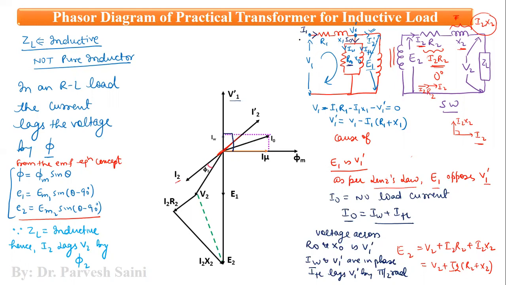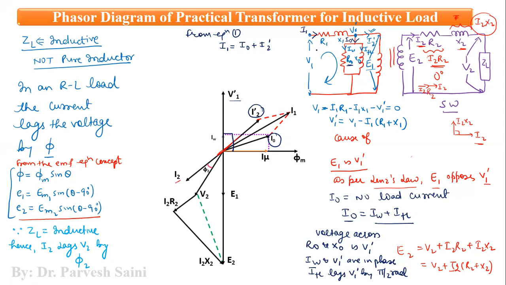So we will draw all these parameters one by one as a phasor diagram, right? Now, from equation one, we have I1 is the resultant of two currents, which are I0 and I2 dash. So these two currents, this one and this one, the resultant of these two currents is I1. So now we will draw the I1 phasor. So this is the I1 current, right?